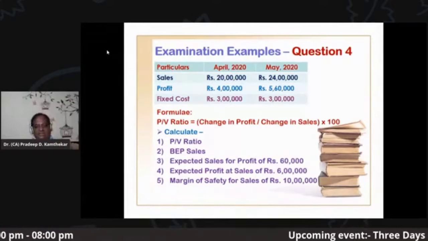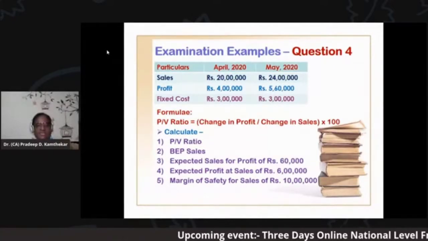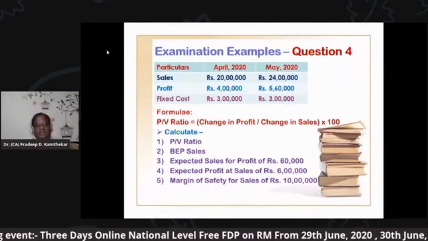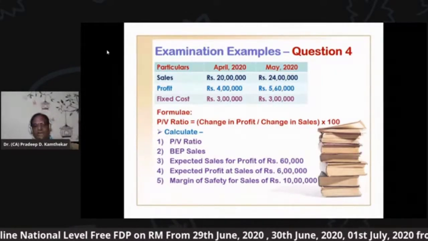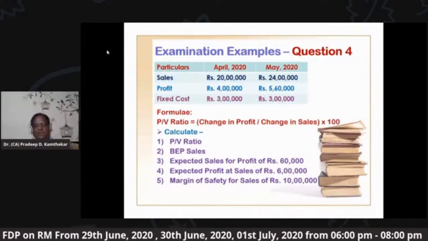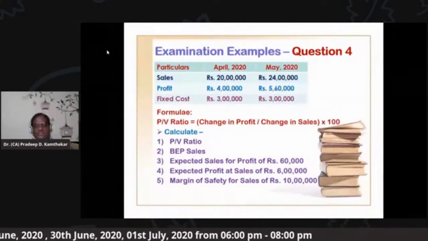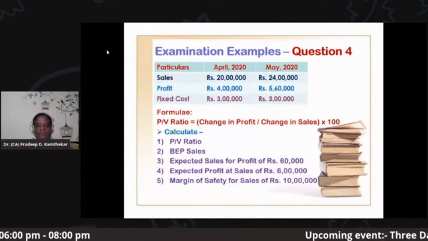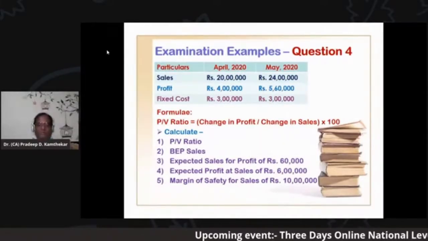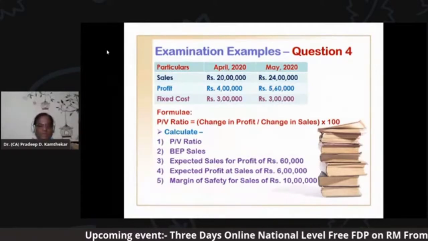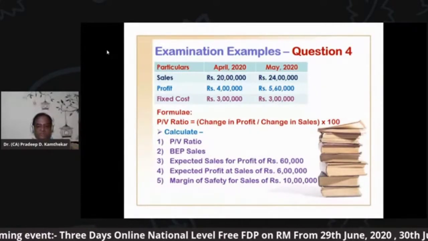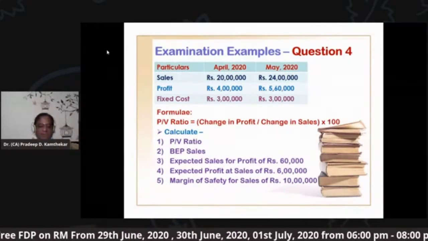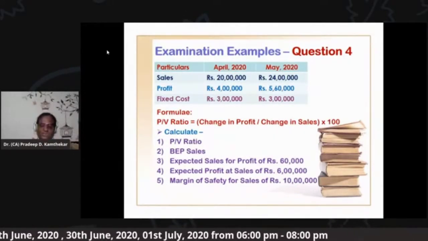So 1 lakh 60,000 divided by change in sales. Sales of April as 20 lakhs rupees has become 24 lakhs in May. So change in sales is 24 lakhs. So sales is increased by rupees 4 lakhs. So it is 1 lakh 60,000 divided by 4 lakhs multiplied by 100. That will be PV ratio. And once we know PV ratio, you know how to calculate break-even point sales, then expected sales for profit of 60,000, expected profit at a sales of rupees 6 lakhs, and margin of safety for sales of rupees 10 lakhs.